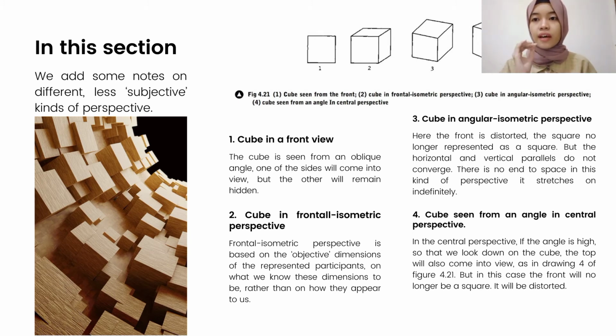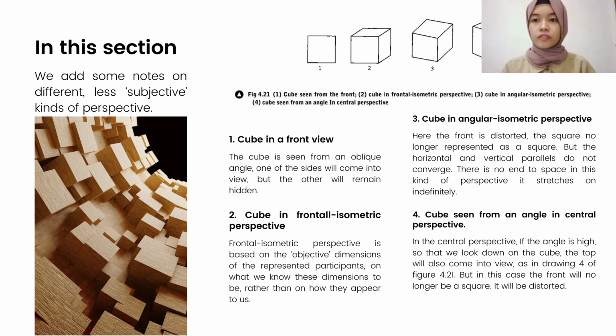Next, we also have drawing 2 in Figure 4.21. On the other hand, it is an example of a frontal isometric perspective. Here, the front of the cube is not distorted, yet we can see the side and the top, and the horizontal parallels do not converge towards a vanishing point. Frontal isometric perspective is based on the objective dimensions of the represented participants, on what we know these dimensions to be rather than on how they appear to us.